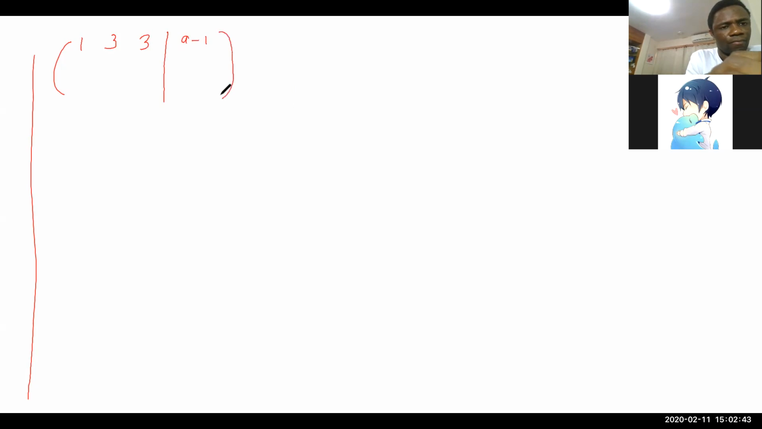The first row is 1, 1, 3, and then the line, and then A minus 1. And then the second row is 0, 1, 5 over 7. And then 2A minus 9, the whole thing over 7.